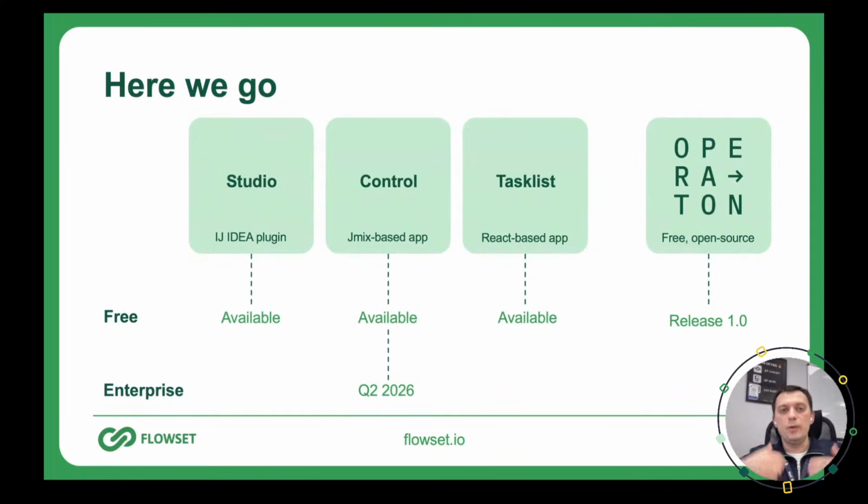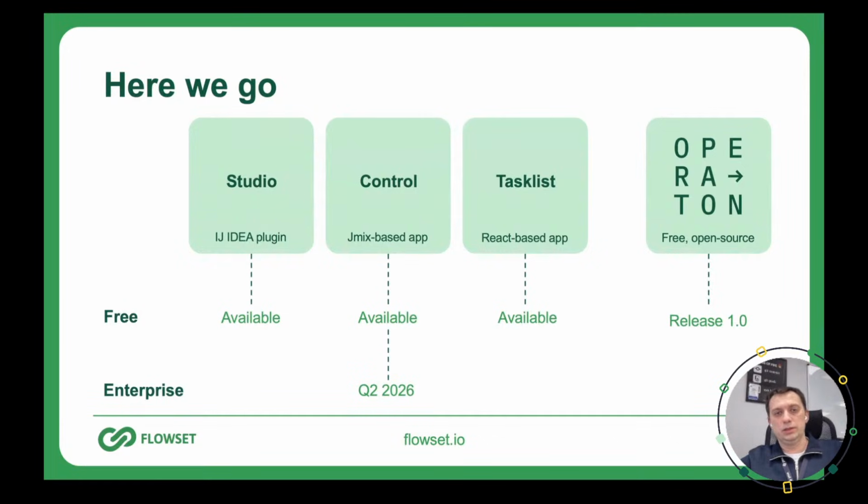Inside Flowset, we have Studio, we have Control, and we have a task list. Good news: all of these products are free of charge. And what's more, some of them are even open source, so you can easily utilize them in your product and deliver them to your customer as a part of your product or a part of your project.